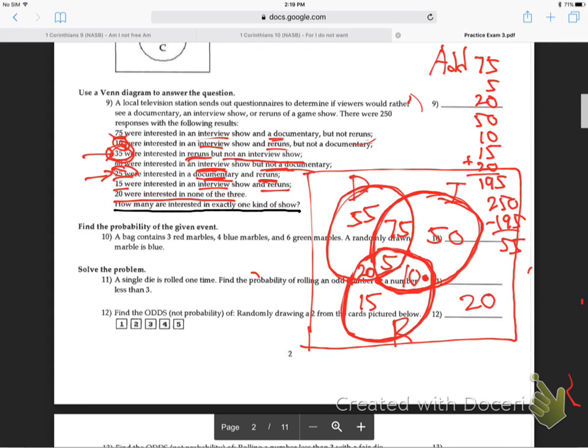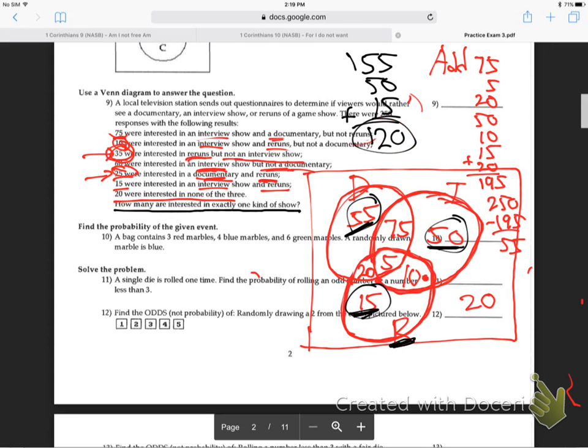Where's that? Documentary alone. Interview alone. Reruns, this number, alone. Those three added up, because those are only one. If you're here, you like the documentaries only. You're only in the D circle, not in any other circle. If you're here, you like the interviews only. If you're in the 15, you only like that. So for the final analysis, we have to add 55, 50, and 15. That's 120. That was painful. Here we go. 120 is the final answer.